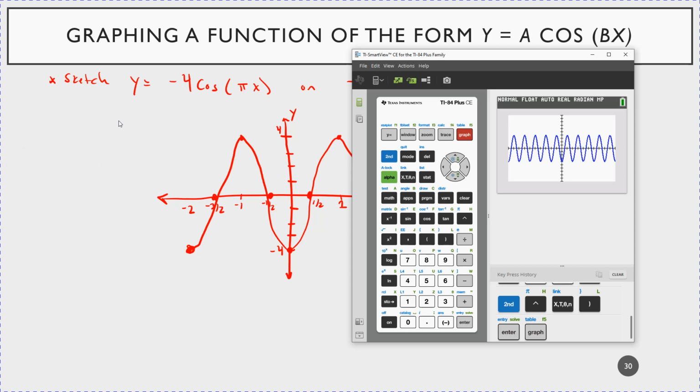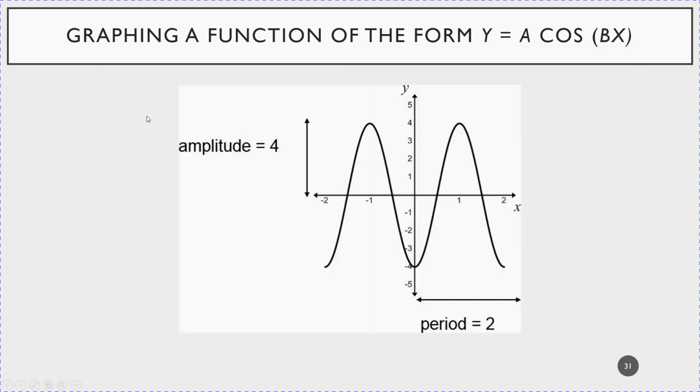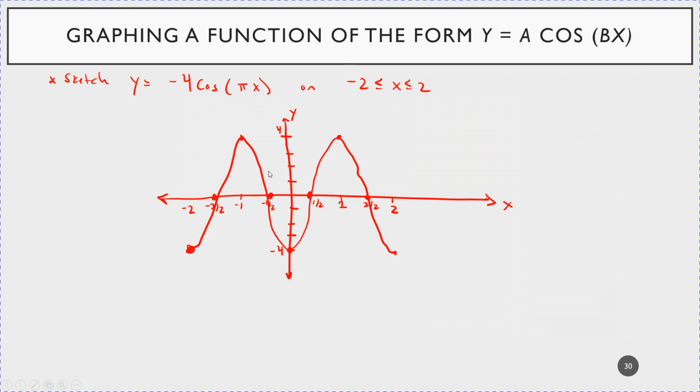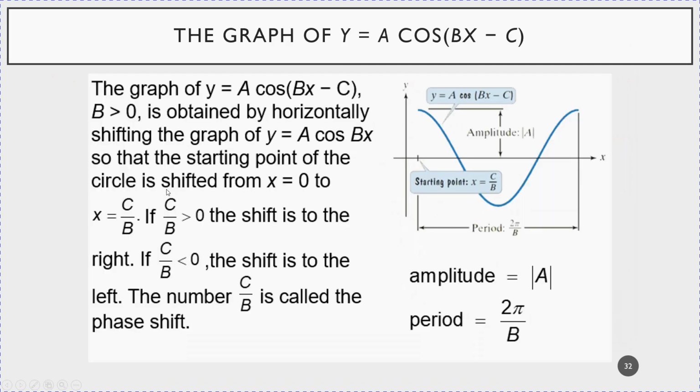Now let's do phase shifts. You can see here I have just a cleaner version of this. So the graph of y is equal to a times cosine of bx. Whenever you have this minus c in here, whenever you see something like this, you're going to have a phase shift.